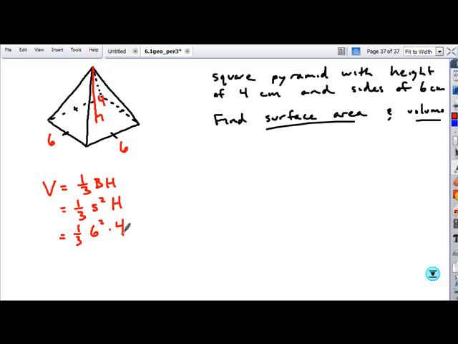So 4. And so now if you substitute or continue to solve this problem, we get 1/3 of 36 times 4. 3 goes into 36 how many times? 12. 12 times 4 gives you 48. The units are centimeters. It's a volume, so we're looking at cubic centimeters. So when you look at that problem, the volume is a straightforward problem. Right? Surface area, not quite so straightforward.